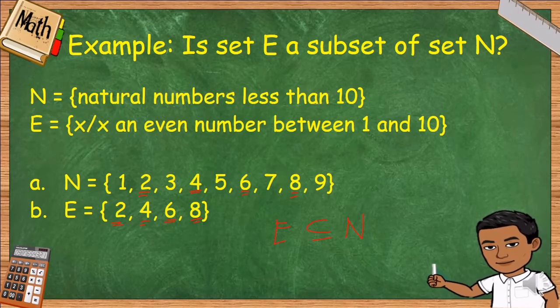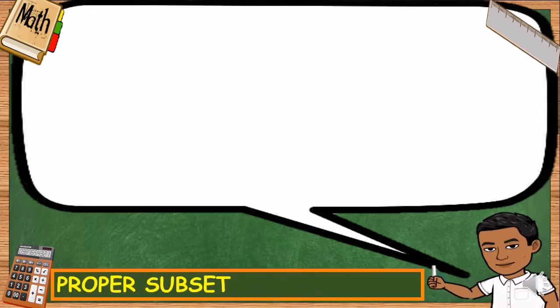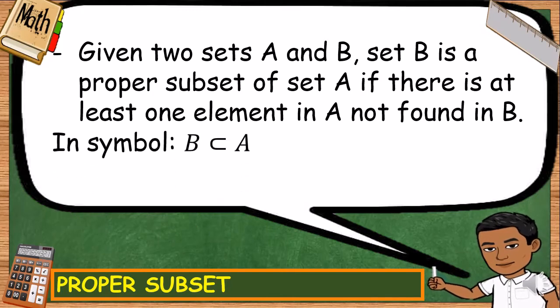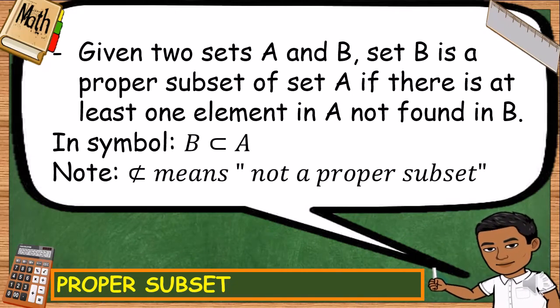How about the proper subset? When we say proper subset, given two sets A and B, set B is a proper subset of set A if there is at least one element in A not found in B. So para maging proper subset si B ng A, dapat daw may kahit at least one element sa A na wala doon sa set B. In symbol, we can write it in this format: B is a subset of A. Take note that this symbol indicates that the given set is not a proper subset.